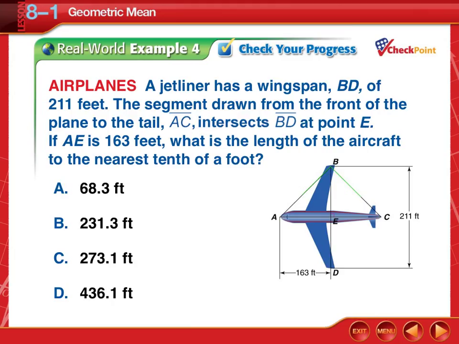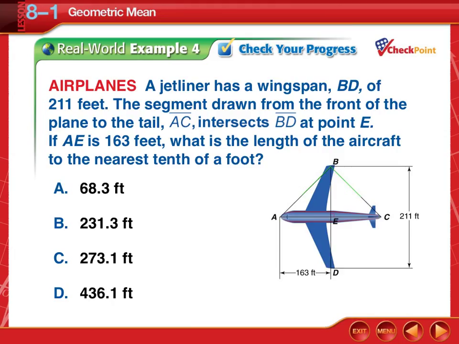And another real-world example, airplanes. A jetliner has a wingspan BD of 211 feet. The segment drawn from the front of the plane to the tail, which is labeled AC here, front to back, intersects BD at point E. If AE is 163 feet, what is the length of the aircraft, meaning AC here, to the nearest foot?